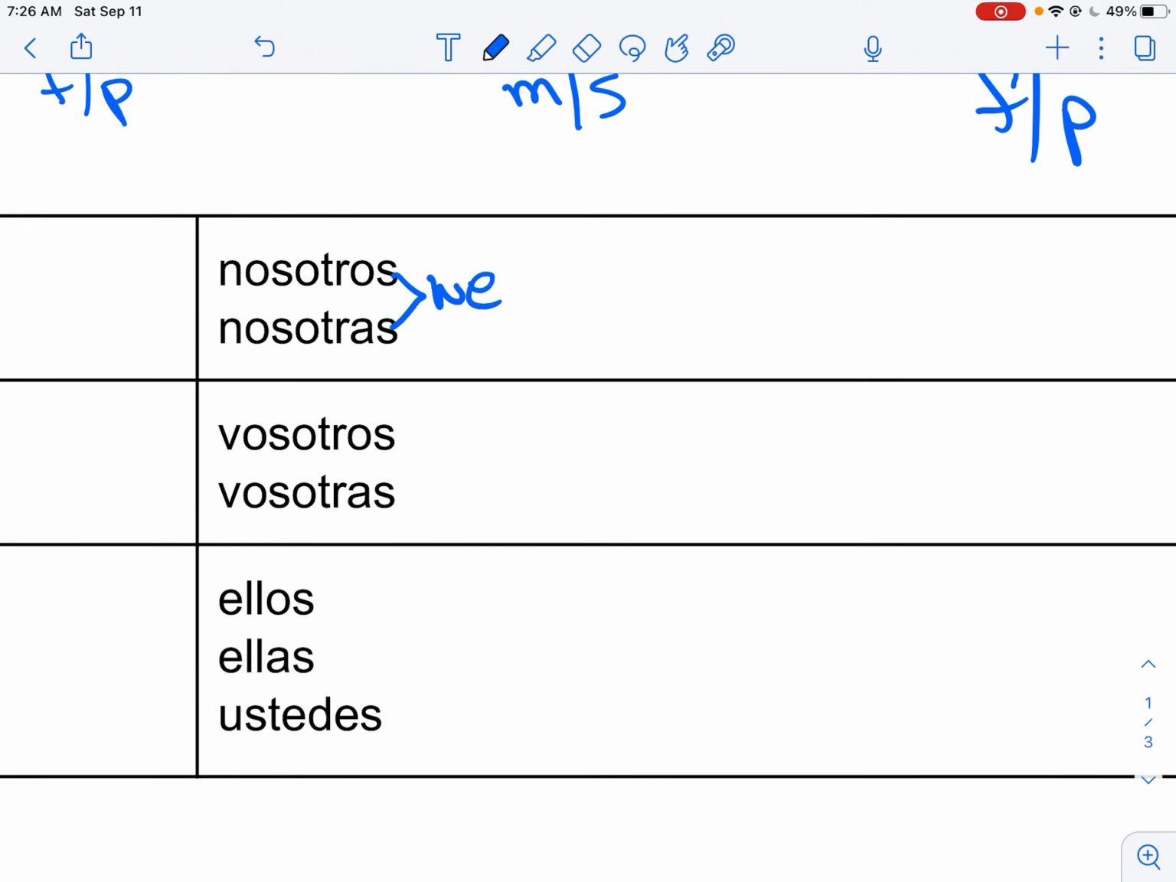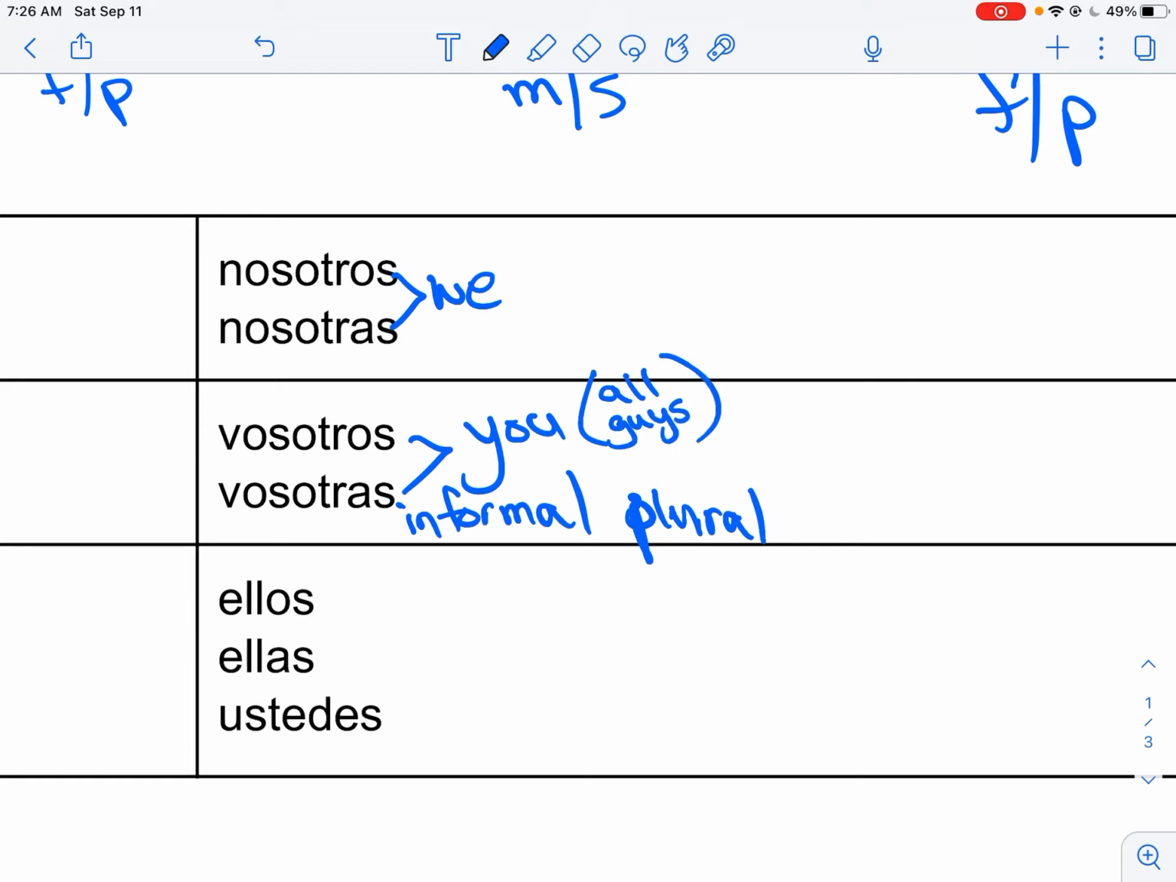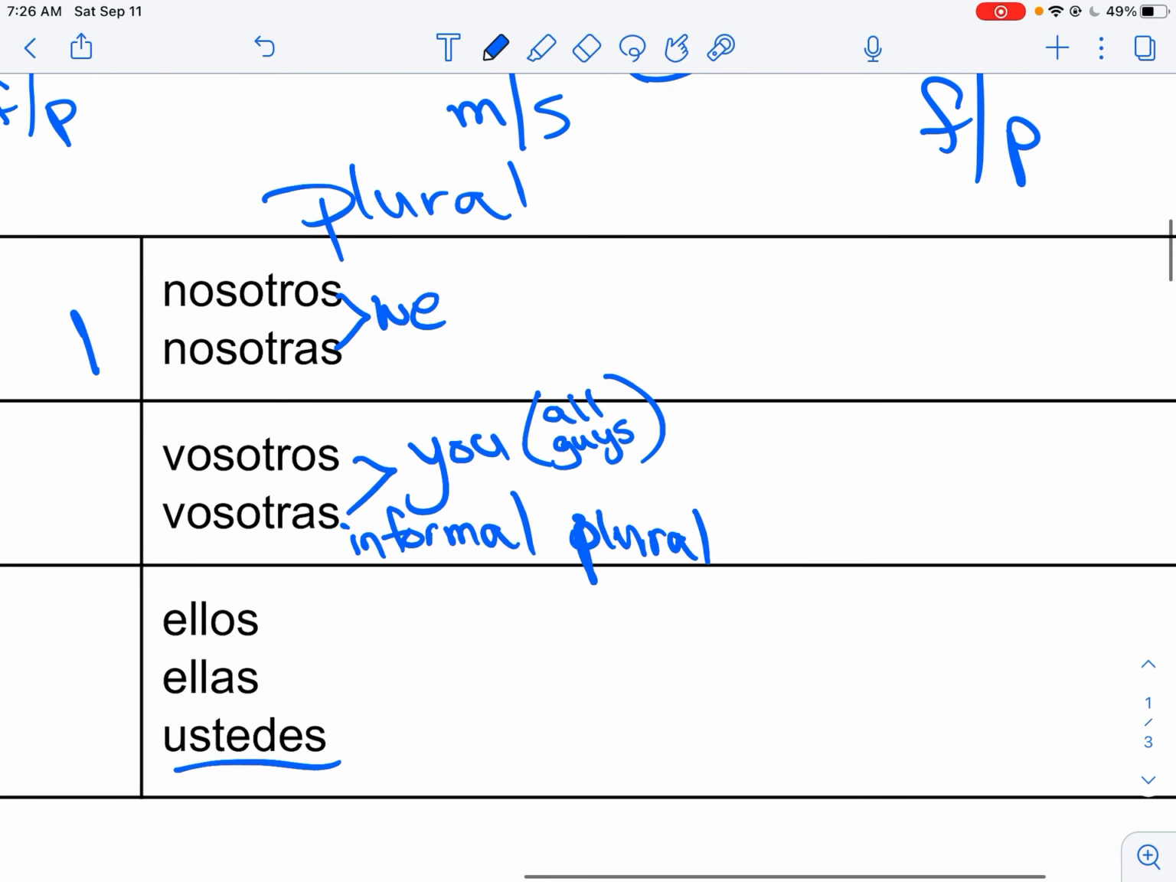Over here, both of these mean we. Both of these mean you. Now, this is an informal plural. Now, sometimes instead of just saying you, I'll say you all or you guys. Just so that you know that I'm talking about the plural version of it. And that also goes down here for ustedes when I do that. This is the plural side, boys and girls. There's more than one person.